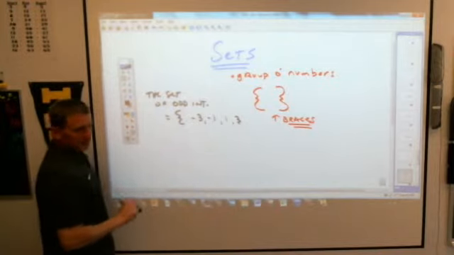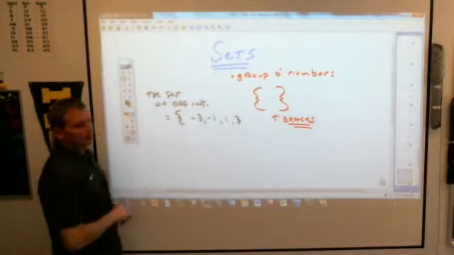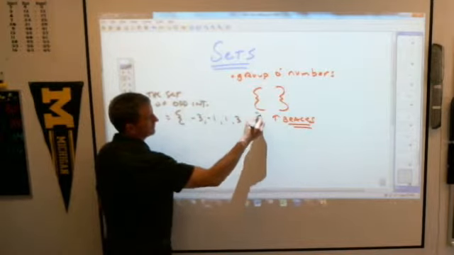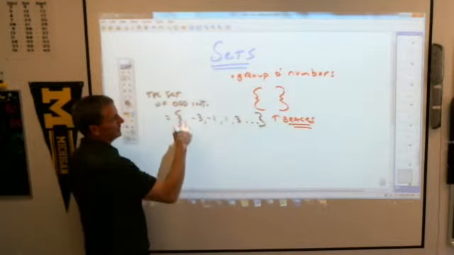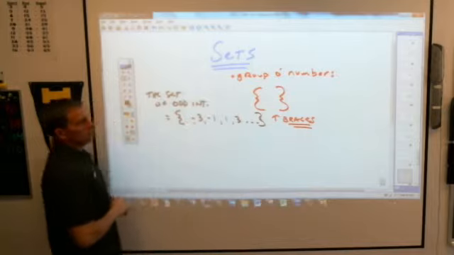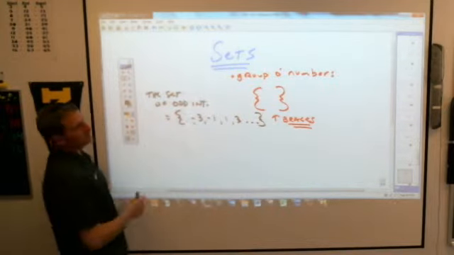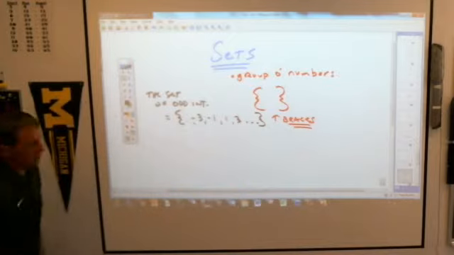How do we show that? My second favorite thing in math. Which is called an ellipsis, isn't it? Or something. So that's how you show a set of numbers, you put the little brace around it. If it goes on forever, you put those little dots, and that just means it continues on.